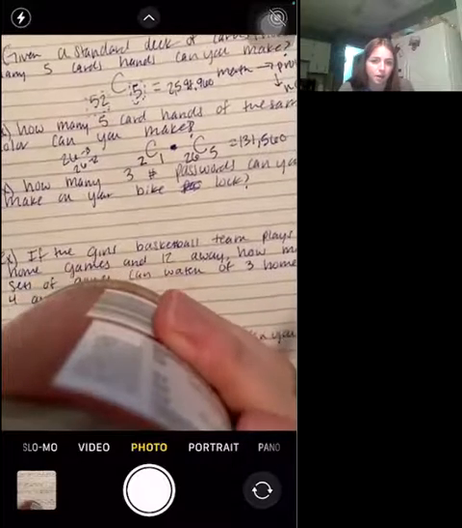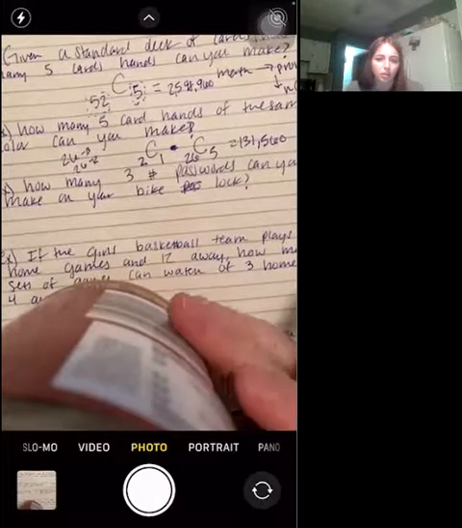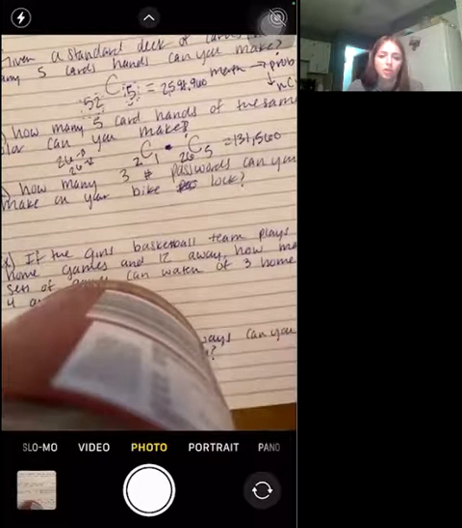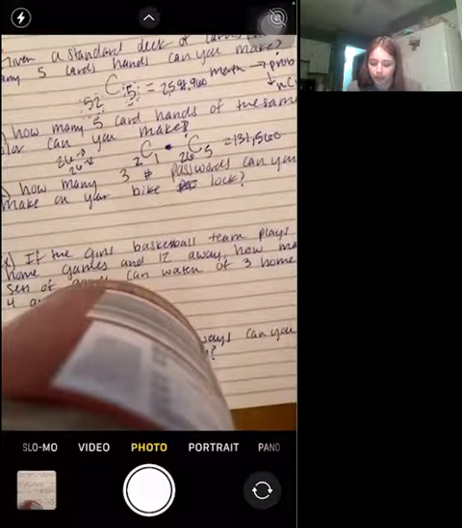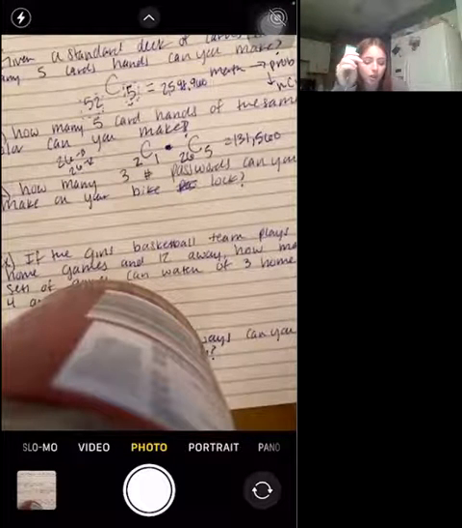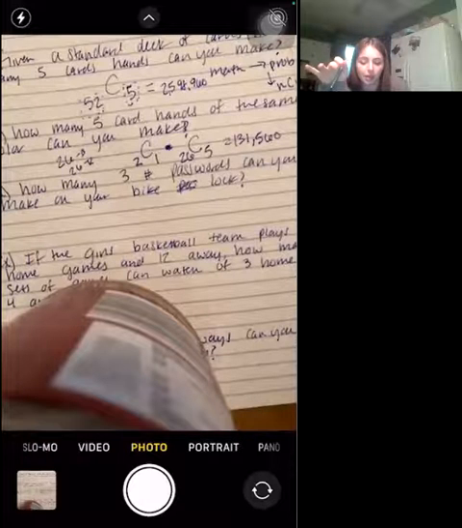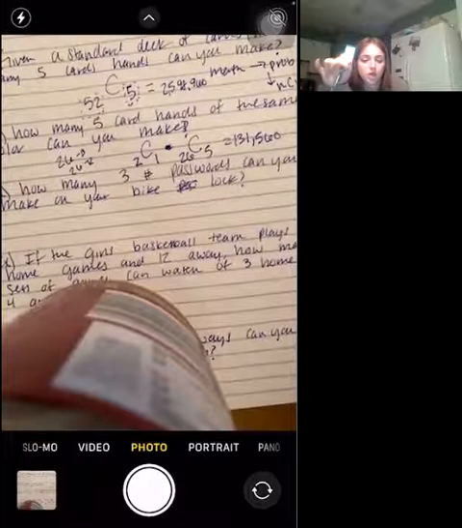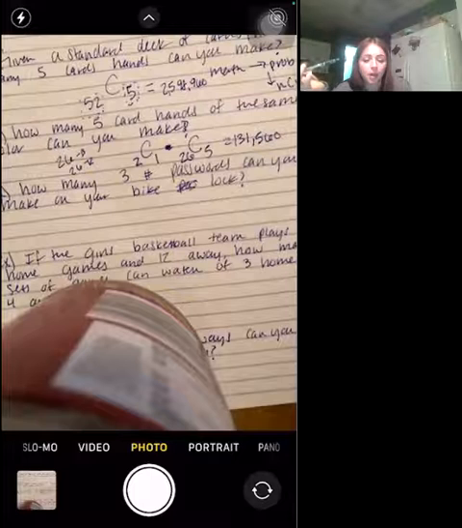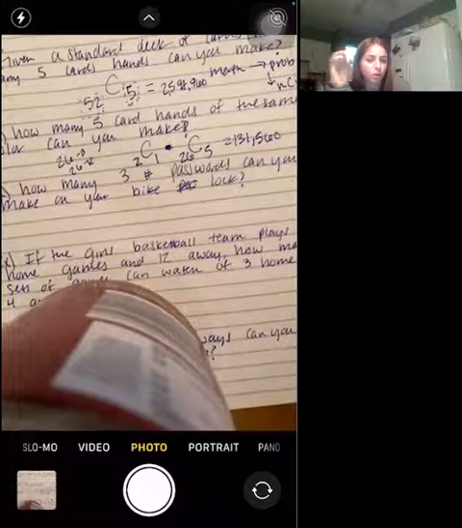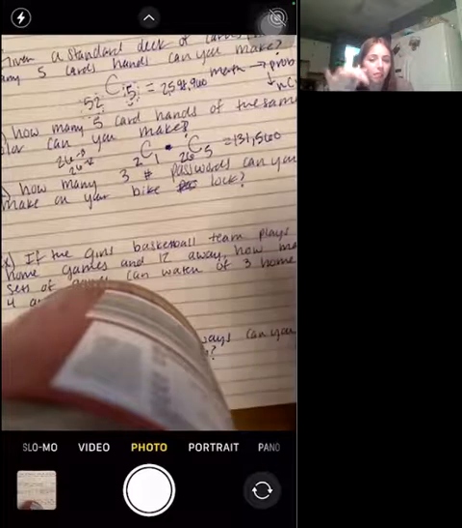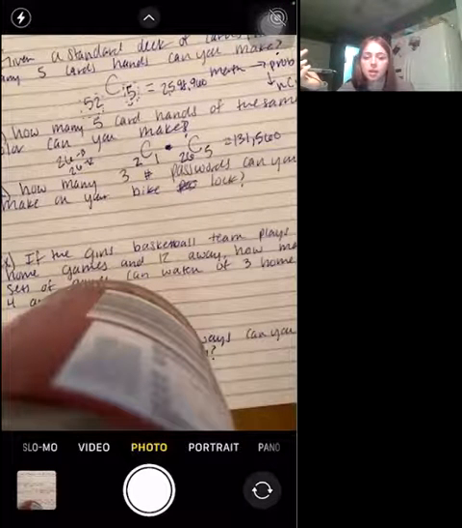Okay, next one. How many 3-number passwords can you make on your bike lock? So this one's a little bit different. When we talk about passwords, the order technically does matter, right? If I put in 321 in my bike password, but the password was actually 123, that bike lock is not going to open up. It's a completely different password. Okay, so order matters, but I have 3 different digits to this password.